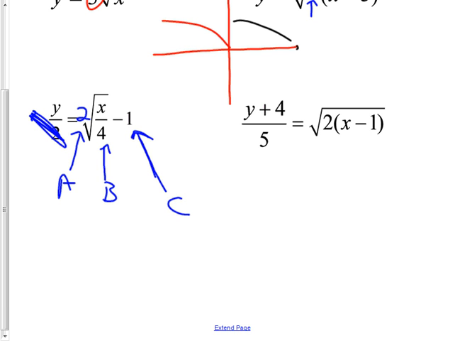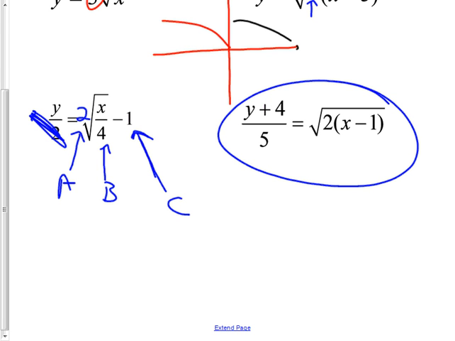B, and then A, and then C. All right. This one's more complicated because it's got so many things going on. Right away, I can take that divide by 5 and make it a times 5 in the front. Do you get that? And I can take that +4 and make it a -4 over here. Do you get that? Okay.